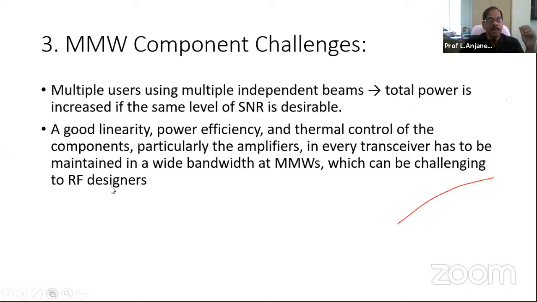So good linearity, power efficiency, thermal control, all these things are part of your design, part of your millimeter wave component. So these are the challenges.